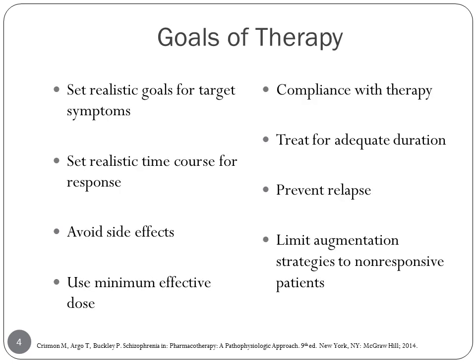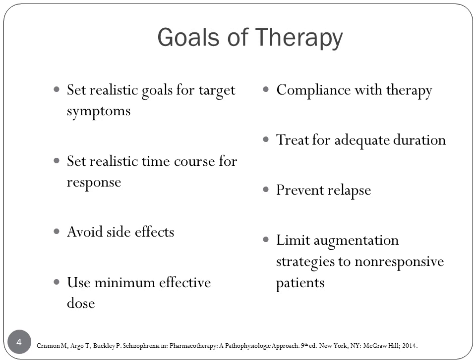In terms of goals of therapy, it's important to set realistic goals for patients. Some patients are never going to return to what we consider completely normal, so it's important to know what each patient's baseline symptoms are and what is realistic for them with medication therapy. We also want to set realistic time courses for response. Some of these agents take a while to work, and we want to make sure we give the medication long enough to take effect. We're also going to want to avoid side effects and use the minimum effective dose to help minimize side effects.